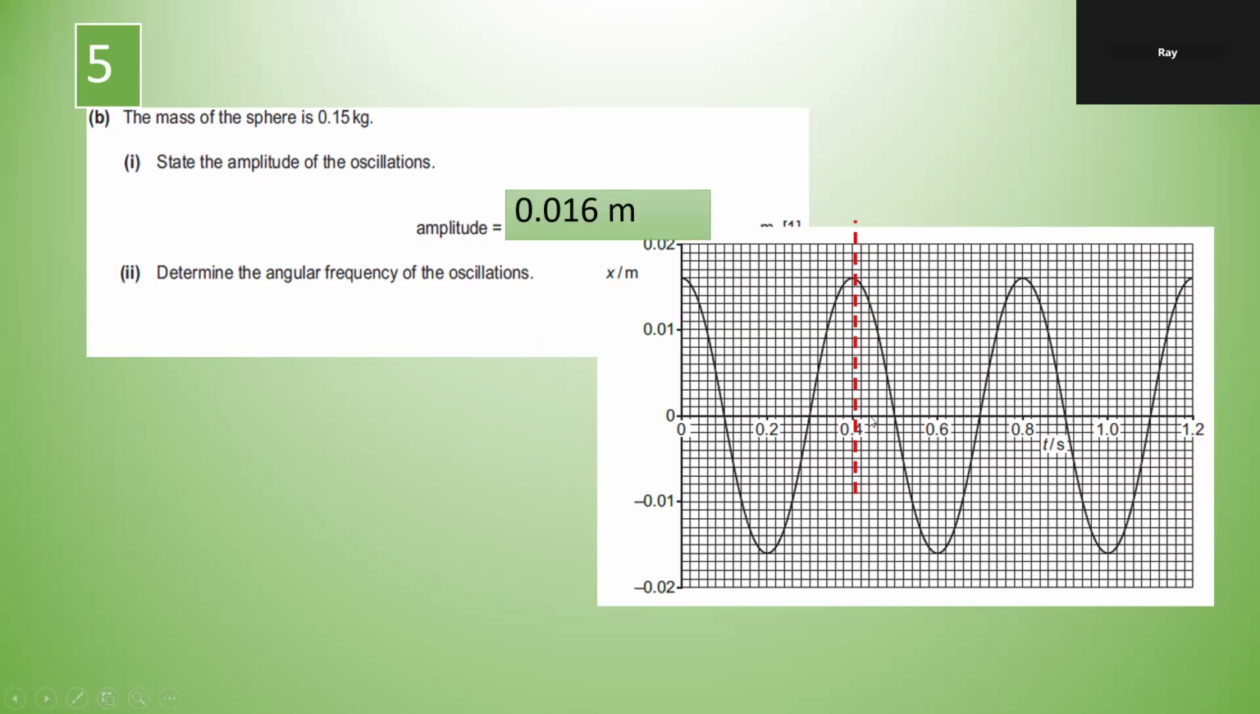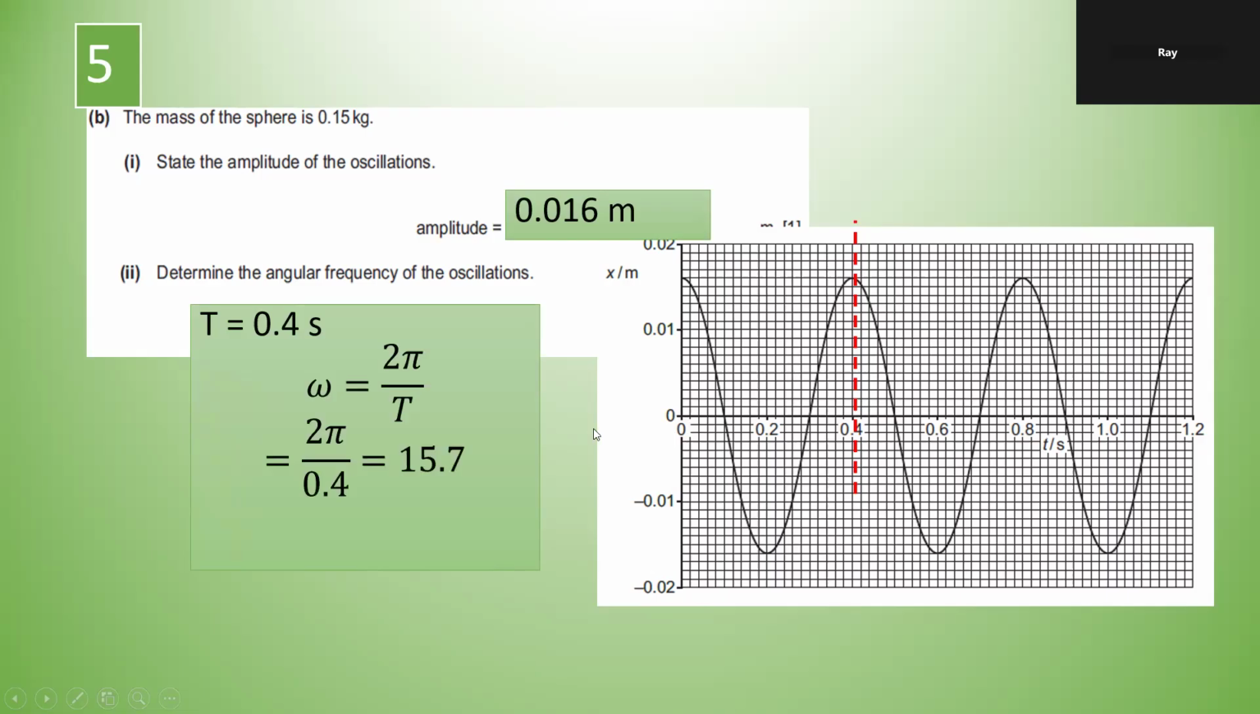Right, we can calculate the period. From maximum to maximum is the period. And using omega equals 2 pi over T, and round it off to two significant figures. 16 radian per second.